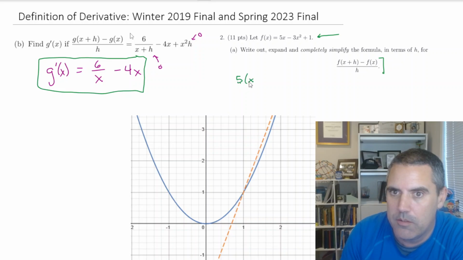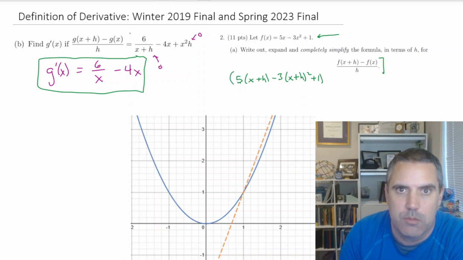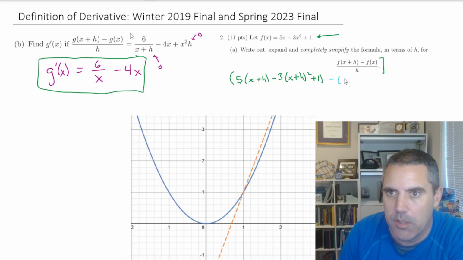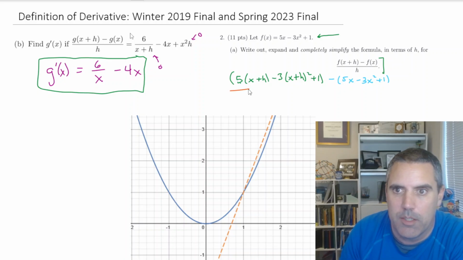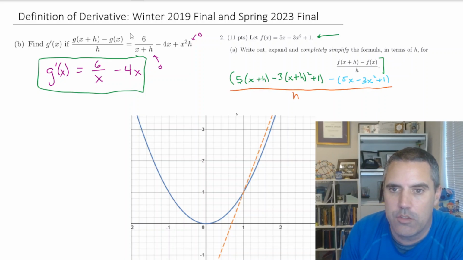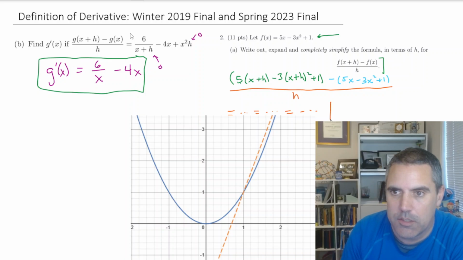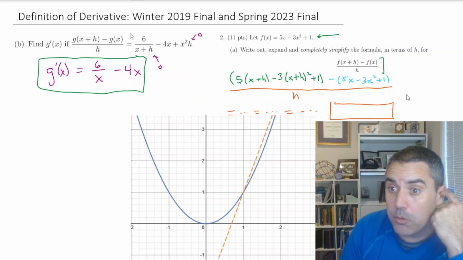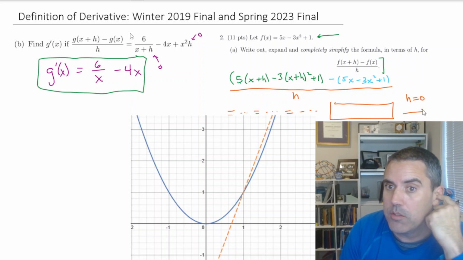So you'd have 5. So this is from a different exam, winter 2019. You would have this, minus 3 times (x plus h) squared plus 1. I'll talk about that graph below in just a moment. And then you'll have minus, and you'll write f of x. So it'll be x minus 3x squared plus 1. And then you're going to divide everything by h. And then you're going to do a bunch of simplifying. And when you're done, you'll get a nice little expression. And then you'll plug in h equals 0, and that will give you the derivative.